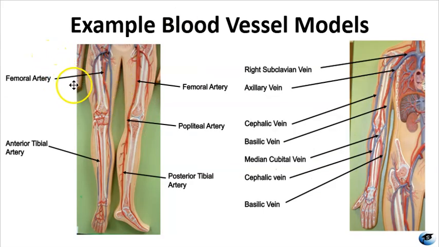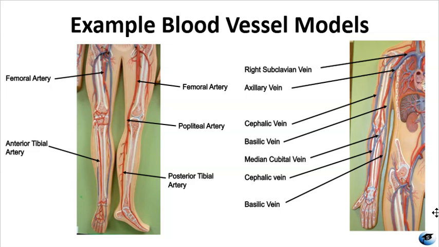The femoral artery is the major blood vessel supplying blood to the thigh and lower limb. And then as it travels down, it becomes the popliteal artery behind the knee. And from there, it branches into the anterior tibial artery, which supplies the front of the lower leg, and the posterior tibial artery, which supplies blood to the back of the lower leg and the foot.